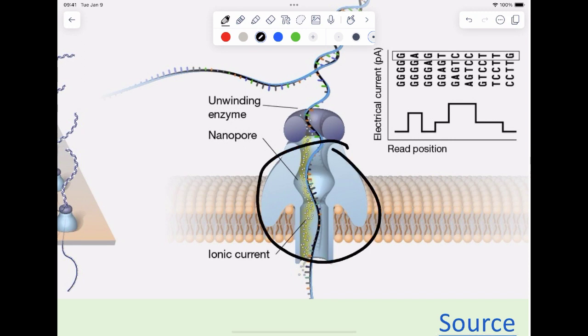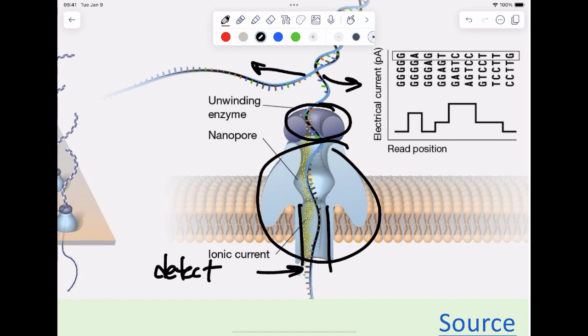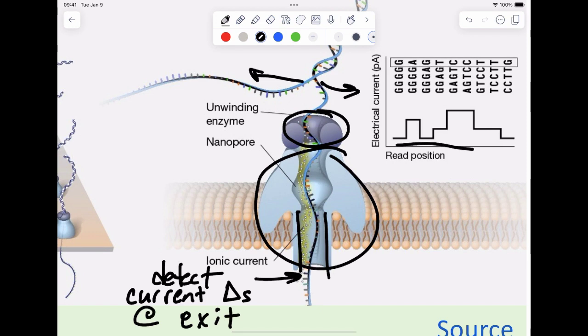We're going to have our hemolysin. We'll add our helicase. Helicase is going to split open the DNA. Inside of the hemolysin, we make this really skinny pore. And all we need to do is detect current differences at the exit. And depending on what current is read, that tells you what nucleotide you're looking at. And again, how big is the sequencer? Your phone.